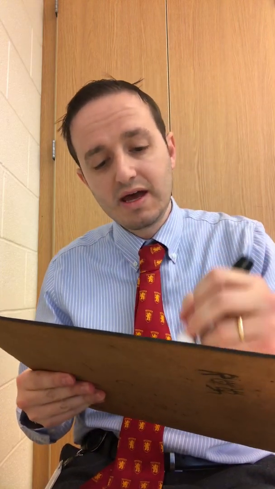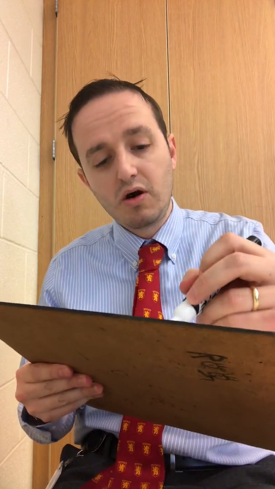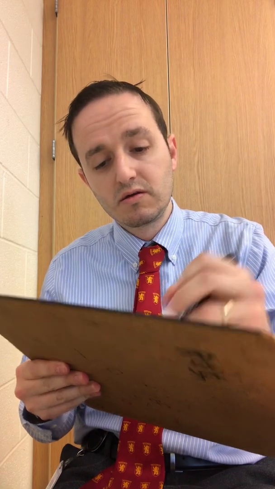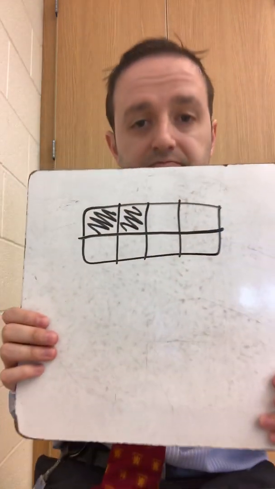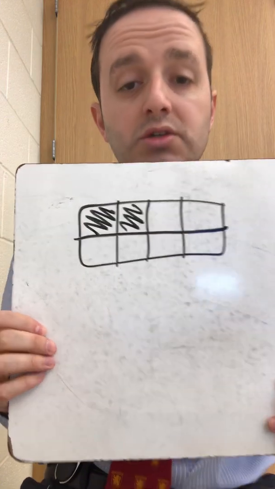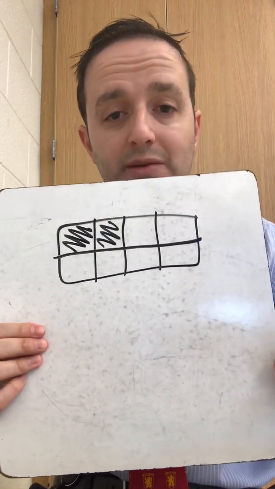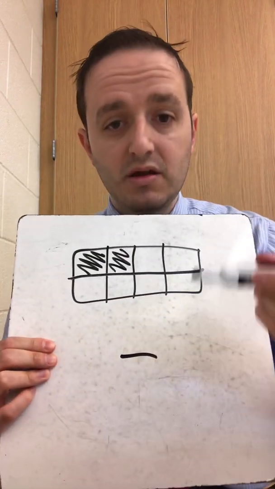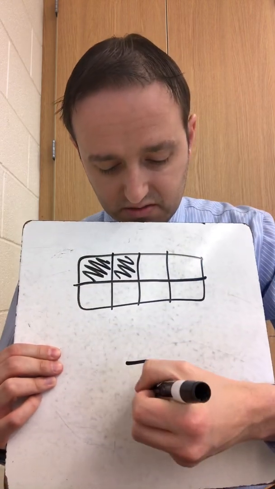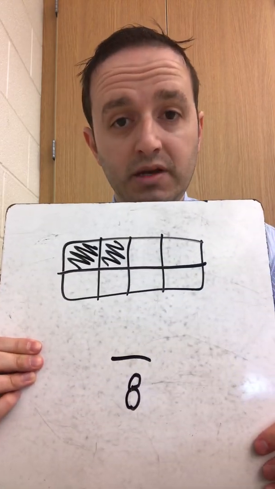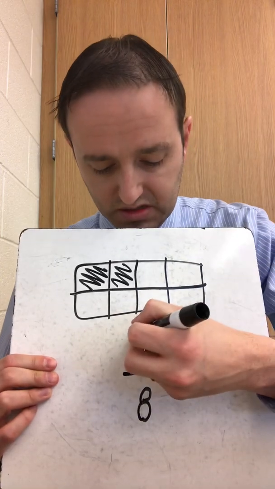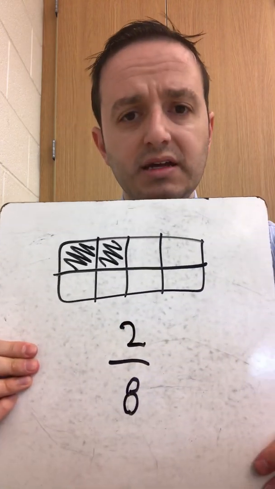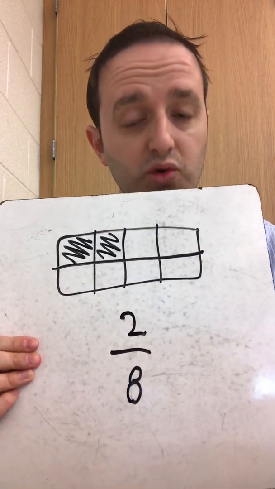Let's say we have this bar right here shaded in. So our fraction right now is how many total pieces do we have? That's going to be our denominator. We have 8 total pieces. All right? How many are shaded in? 2.